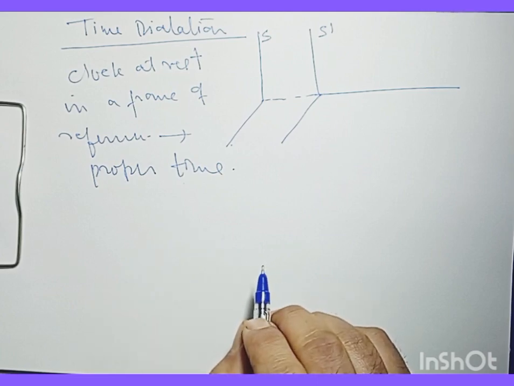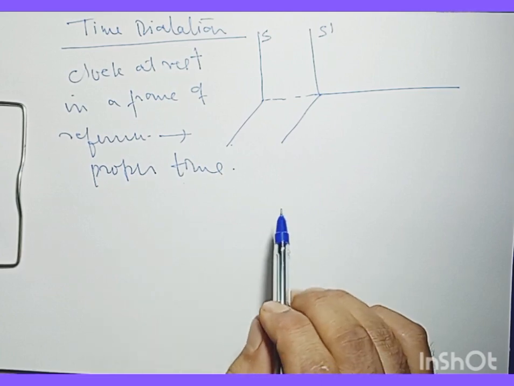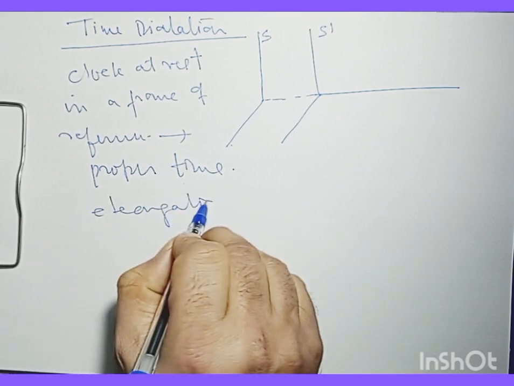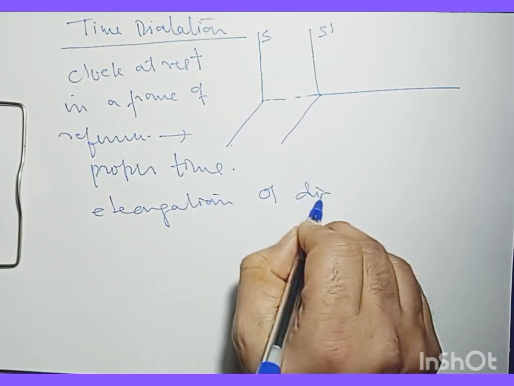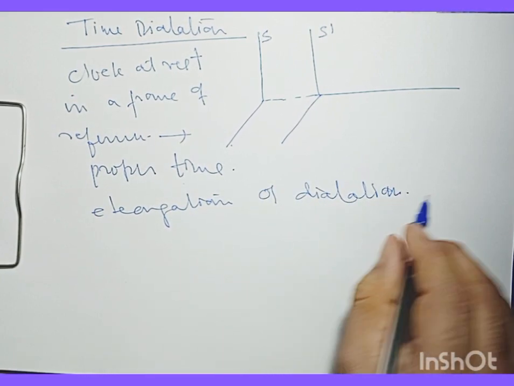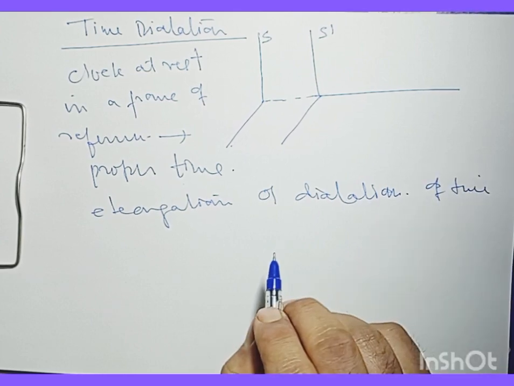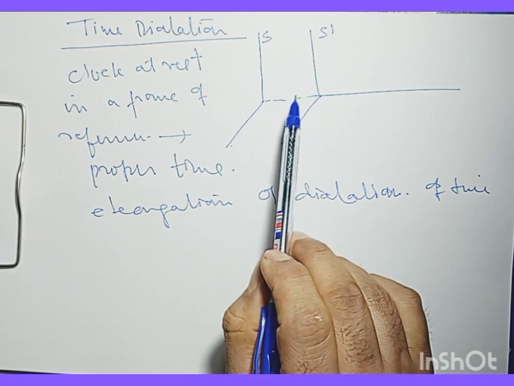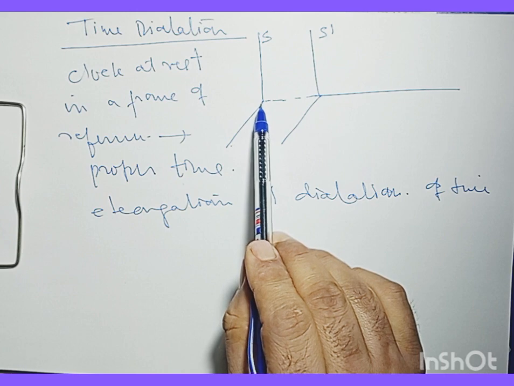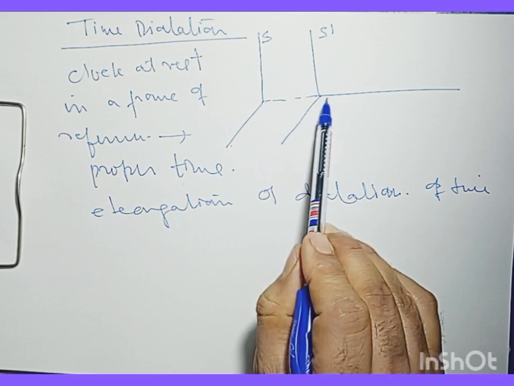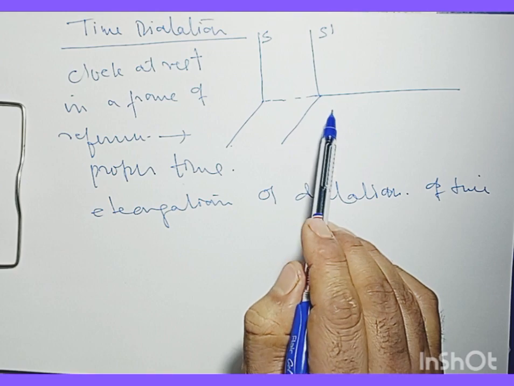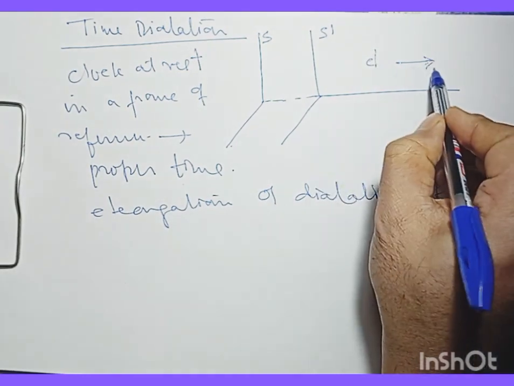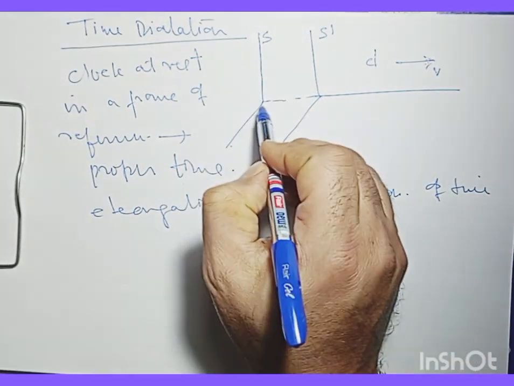Right. Now, one of the very interesting consequences of the Lorentz transformation equations is the dilation of time. If we consider two similar clocks, one at rest in the frame S and the other in the frame S dash, which is moving with velocity v, the clock that we have is moving with velocity v relative to the S frame of reference.